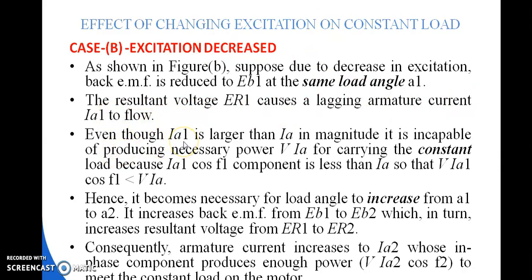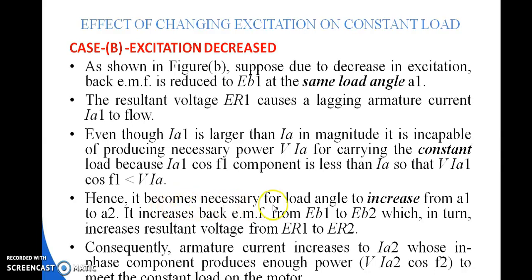Even though IA1 is larger than IA in magnitude, it is incapable of producing the necessary power V into IA for carrying the constant load, because the IA1 cos phi 1 component is less than IA. This is due to the change in the position of the phase angle. So V into IA1 cos phi 1 is less than V into IA.